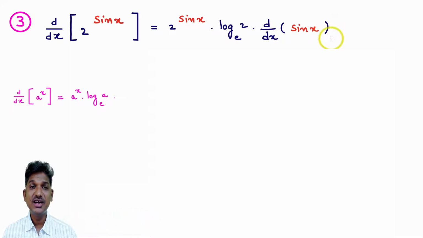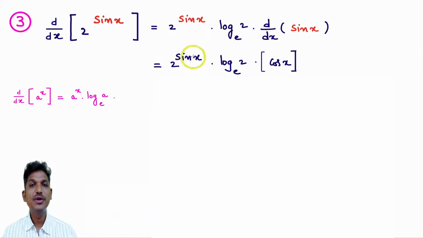I hope you are understanding. So 2 power sin x into log 2 base e into derivative of sin x. We learned 23 formulas, na? This is one of those direct formulas. Derivative of sin x is cos x. Over. This differentiation is over. If you want, this can be written like this also. 2 power sin x into cos x into log 2 base e.